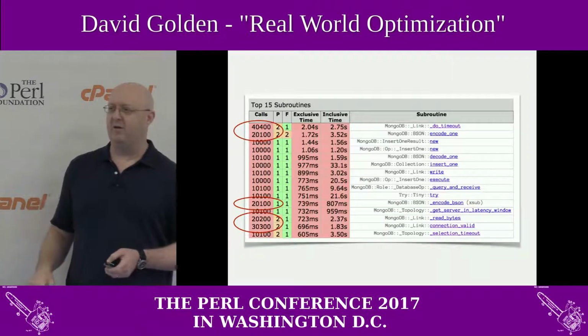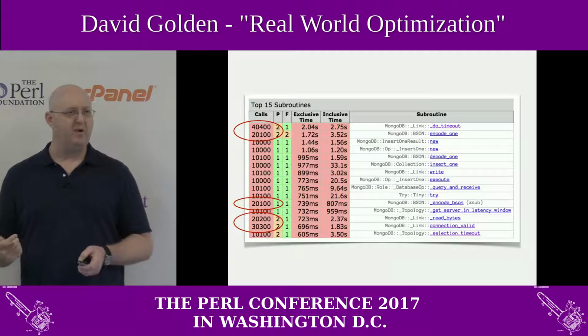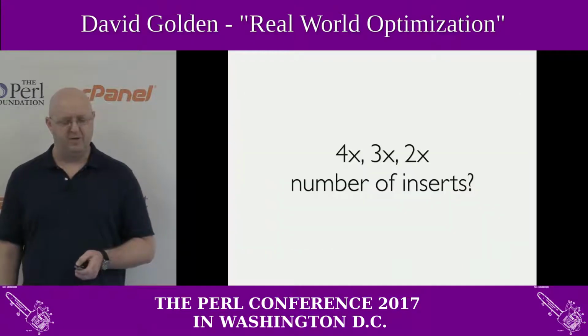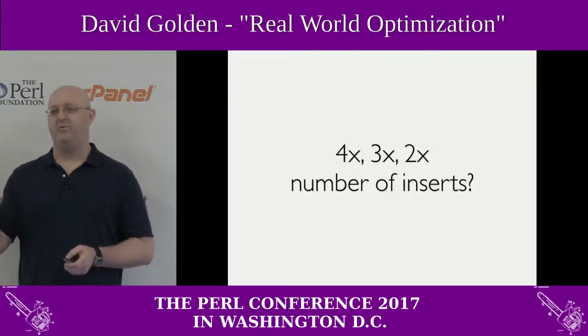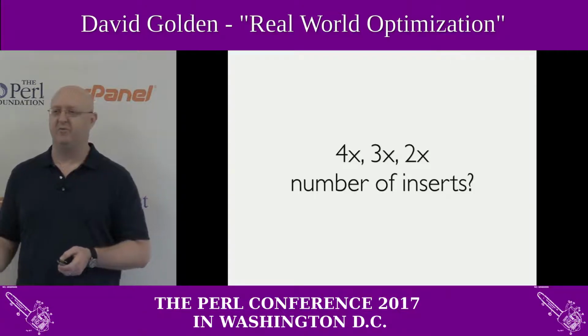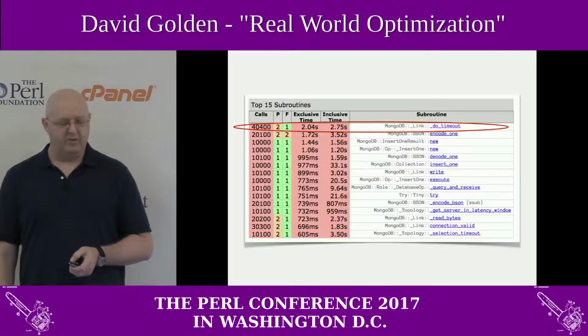The other thing that popped out at me is that in this particular run, there are about 10,000 operations most of the time, but for some of them it was 20,000, 30,000 or 40,000. We did a scale of 100 inserts across 100 loop iterations, so we get 10,000 operations. Why are we getting things called 2, 3, 4 times the number of inserts? What's going on there? When I started drilling into the top function, it was a function called do timeout.